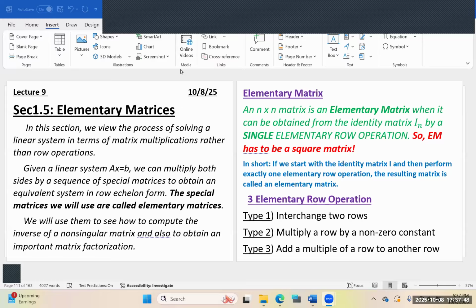First one is we can interchange two rows. We can swap them, or we can multiply a row by a non-zero constant. We cannot multiply by 0. And then we can multiply one row by a non-zero constant and add it to another row. In other words, we can add two rows, we can multiply by a non-zero constant, and we can swap two rows. These are the three allowed operations we can apply on the identity matrix, and we can get an elementary matrix.